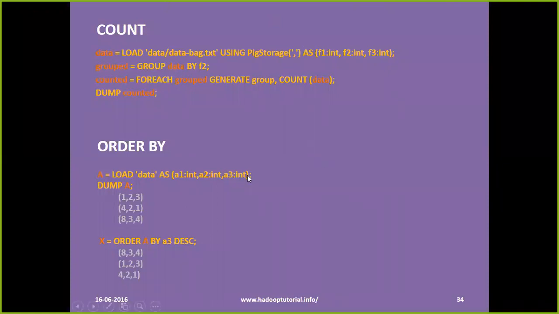So next, ORDER BY, to sort the values of a relation. Let's say I have 1, 4, 8 this way, and LOAD DATA is the data, and ORDER A BY A3, the third column, in descending order: 4, 3, 1. Okay, this is the syntax for that.